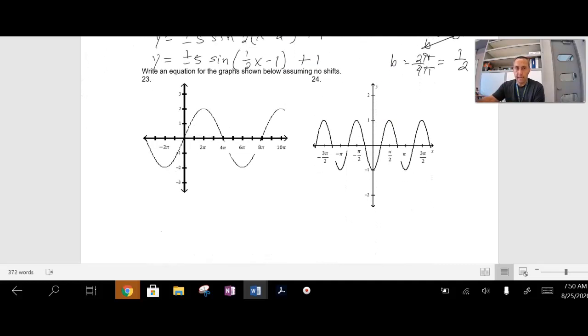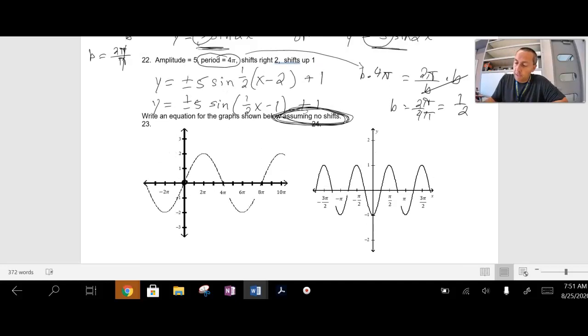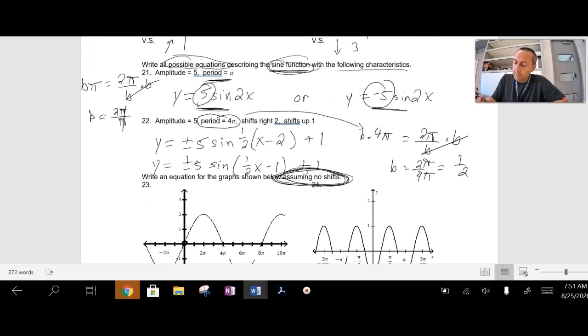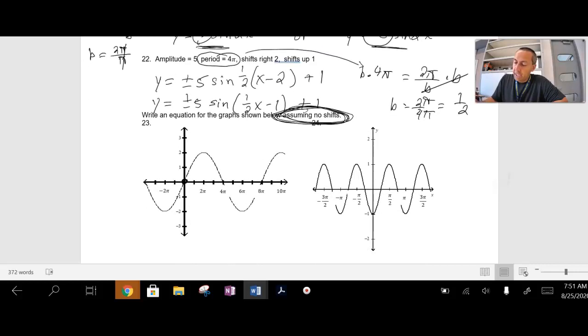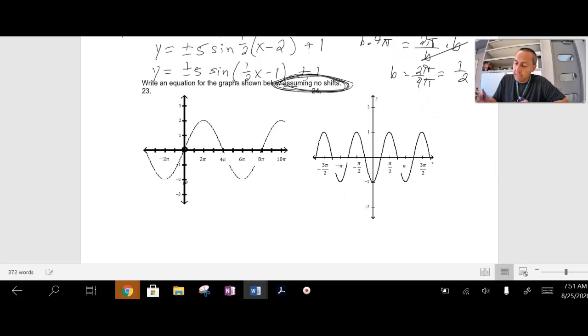Lastly, being able to look at a graph and be able to decipher all that information. So with these, when I tell you that we're going to assume there are no shifts, the reason I want you to do that is so that when we look at this graph and we know it goes through the origin, up here I told you to use the sine function. Here I'm going to make you look at the graph and know which one, and since there are no shifts, if we're going through the origin, that means it's got to be a sine curve. So we know we're going to have the sine curve for our equation.